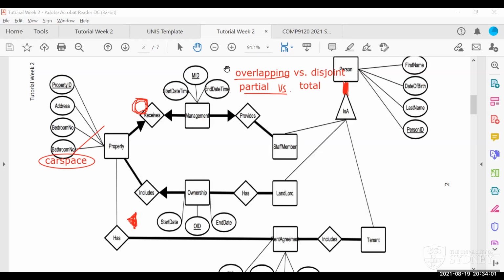Okay. So hopefully that helps you with your understanding. Hopefully you understand why we should be using overlapping and total. We don't want to use partial here. So we want to use overlapping and total. All right. Any questions about the first exercise?